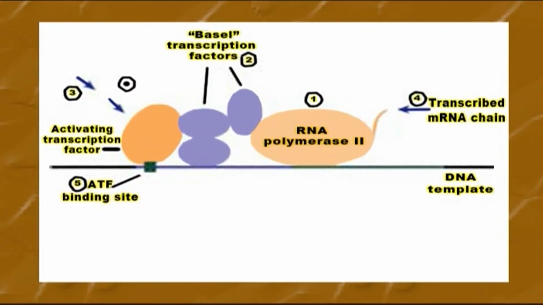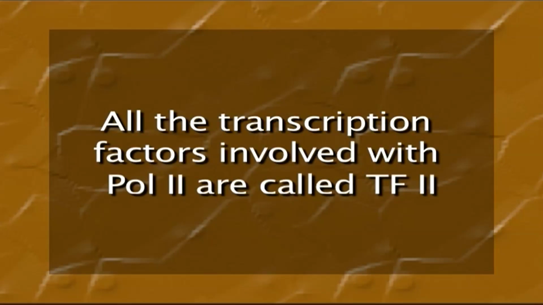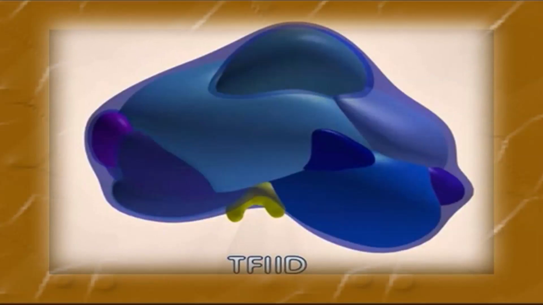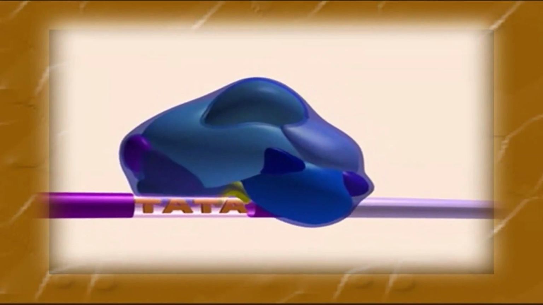For initiation, it requires a number of trans-acting factors along with RNA polymerase. The trans-acting factors, which are products of various regulatory genes, bind to either DNA or to each other or to RNA polymerase. They can also bind in various combinations. All the transcription factors involved with Pol II are called transcription factor 2. First, the factor transcription 2D binds to TATA box, covering about 25 nucleotides within the -17 to -42 region.